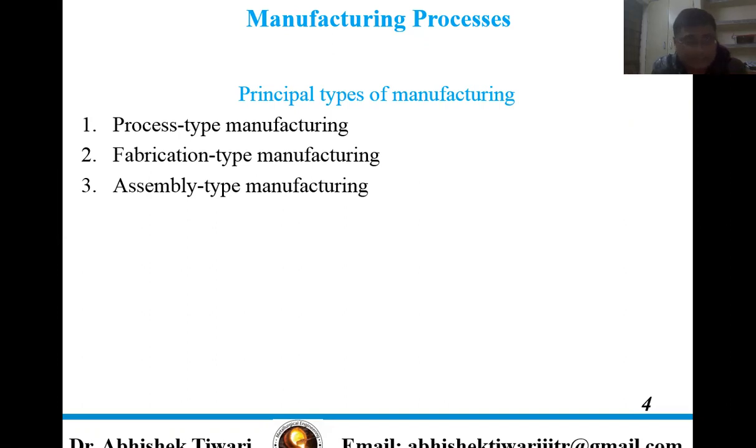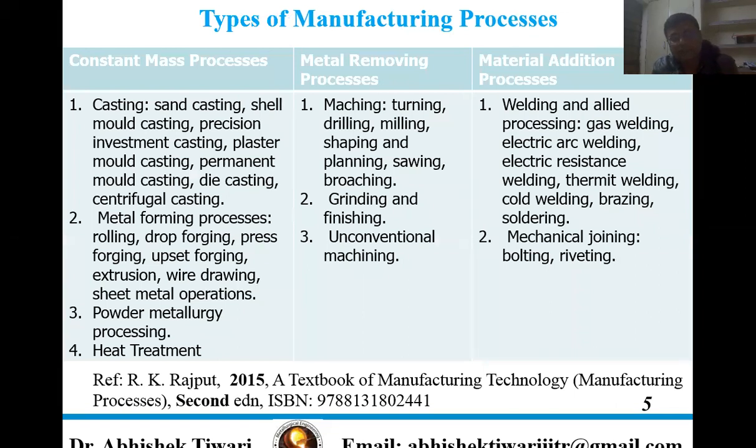And an assembly type of manufacturing is done by putting together parts and components to get a complete product, such as a machine. So, types of manufacturing processes can be based on constant mass processes, it can be based on metal removing processes, it can be based on material addition processes.